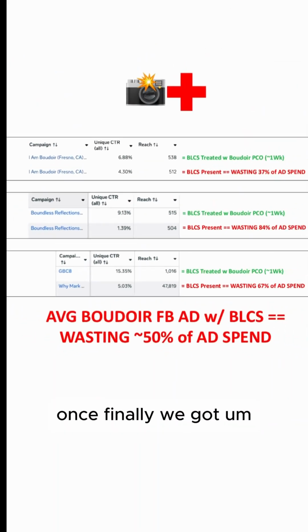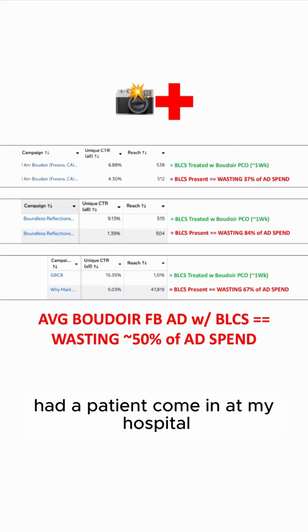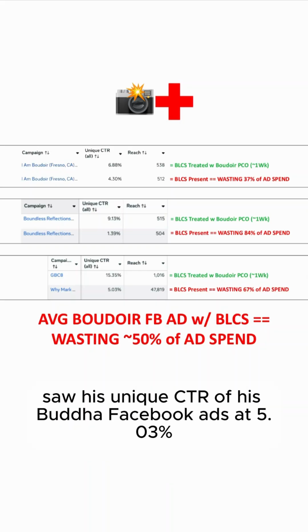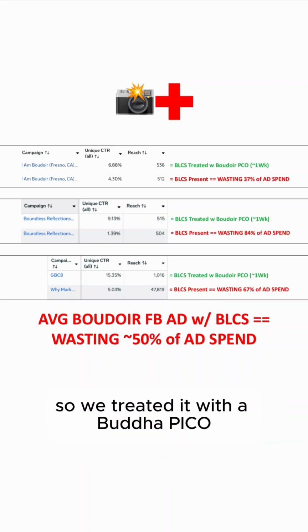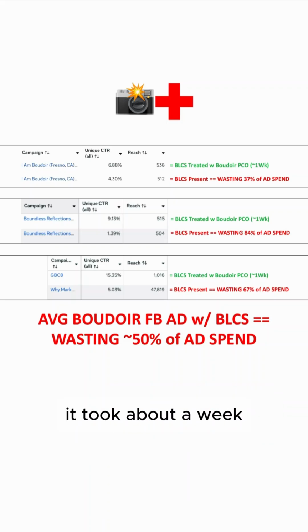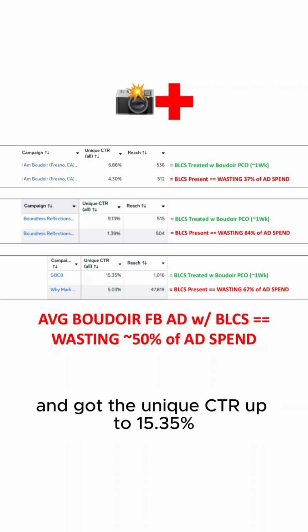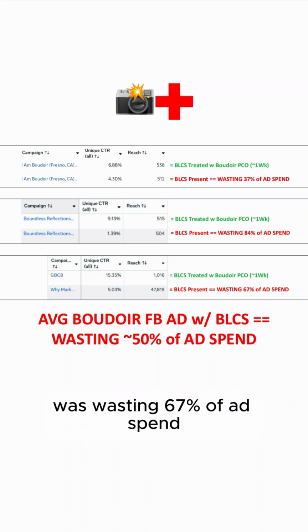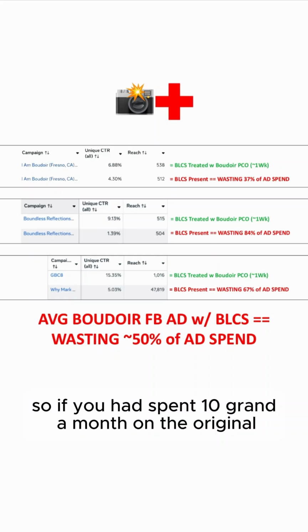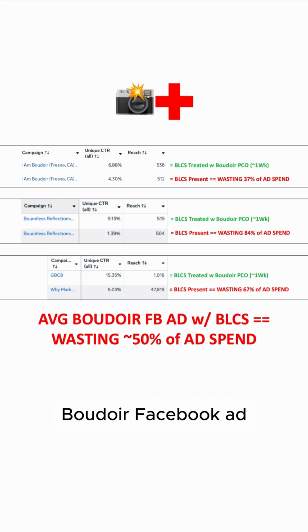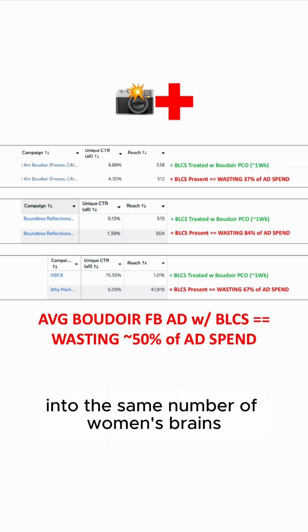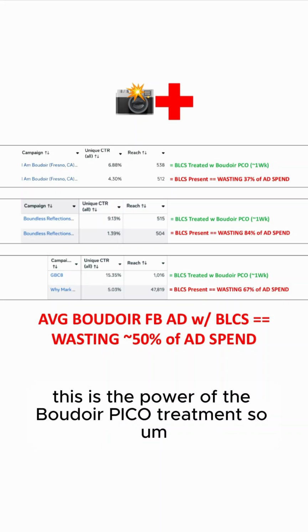Finally, we had a patient come in at my hospital who saw his unique CTR of his Boudoir Facebook ad at 5.03%. So we treated it with Boudoir Pico. It took about a week and got the unique CTR up to 15.35%. And we saw that the original was wasting 67% of ad spend. So if he was spending 10 grand a month on the original Boudoir Facebook ad, now he only needs to spend 3.3 grand a month on the Boudoir Pico treated ad in order to get it into the same number of women's brains. This is the power of the Boudoir Pico treatment.